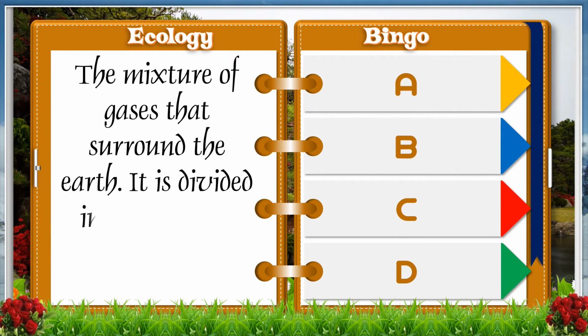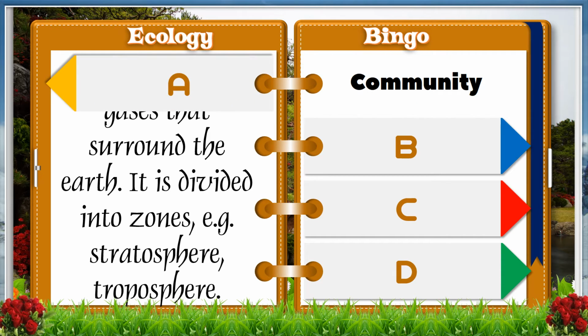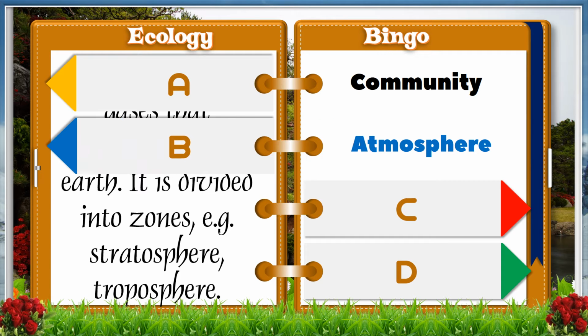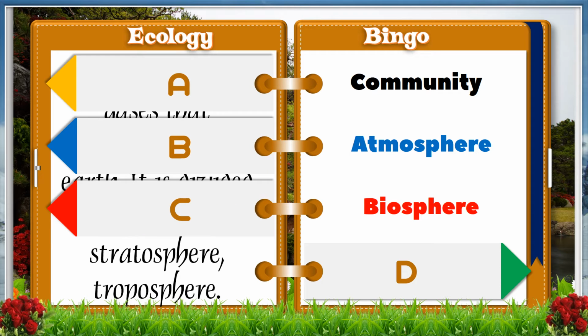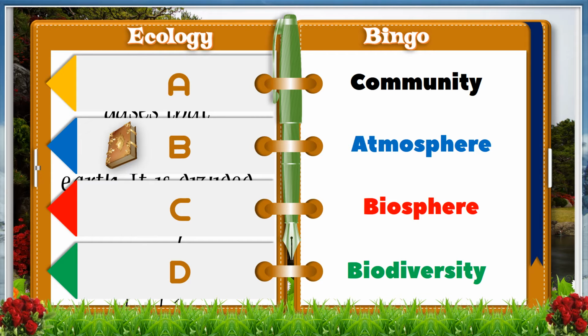The mixture of gases that surround the Earth. It is divided into zones, e.g., stratosphere, troposphere. A. Community. B. Atmosphere. C. Biosphere. D. Biodiversity. The answer is B. Atmosphere.